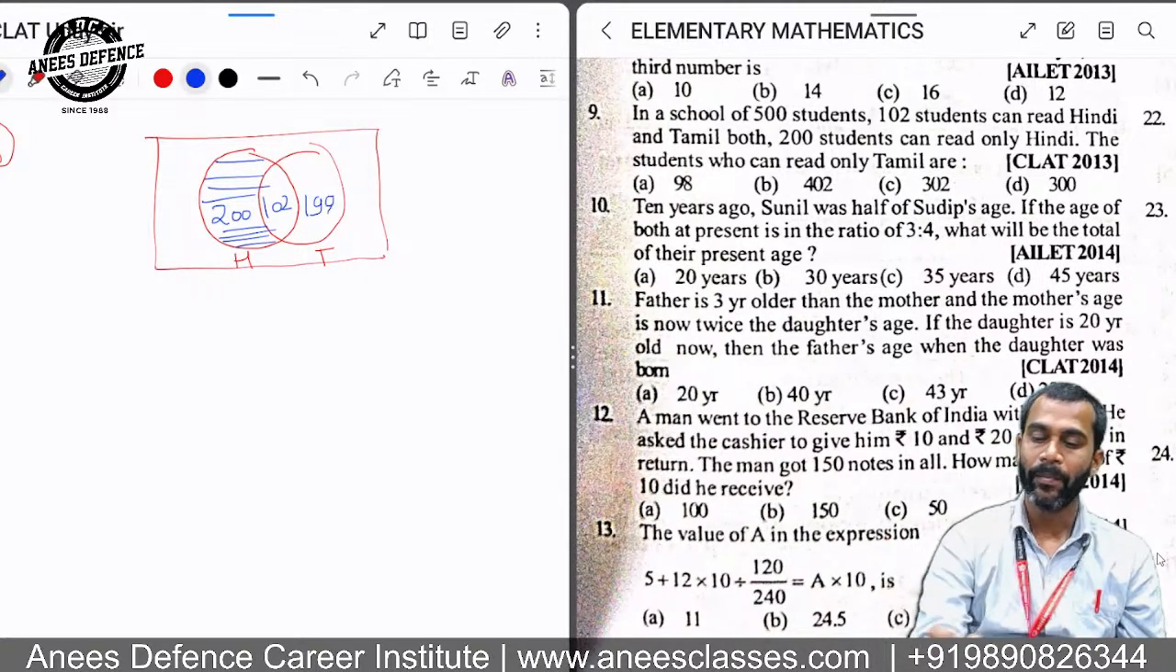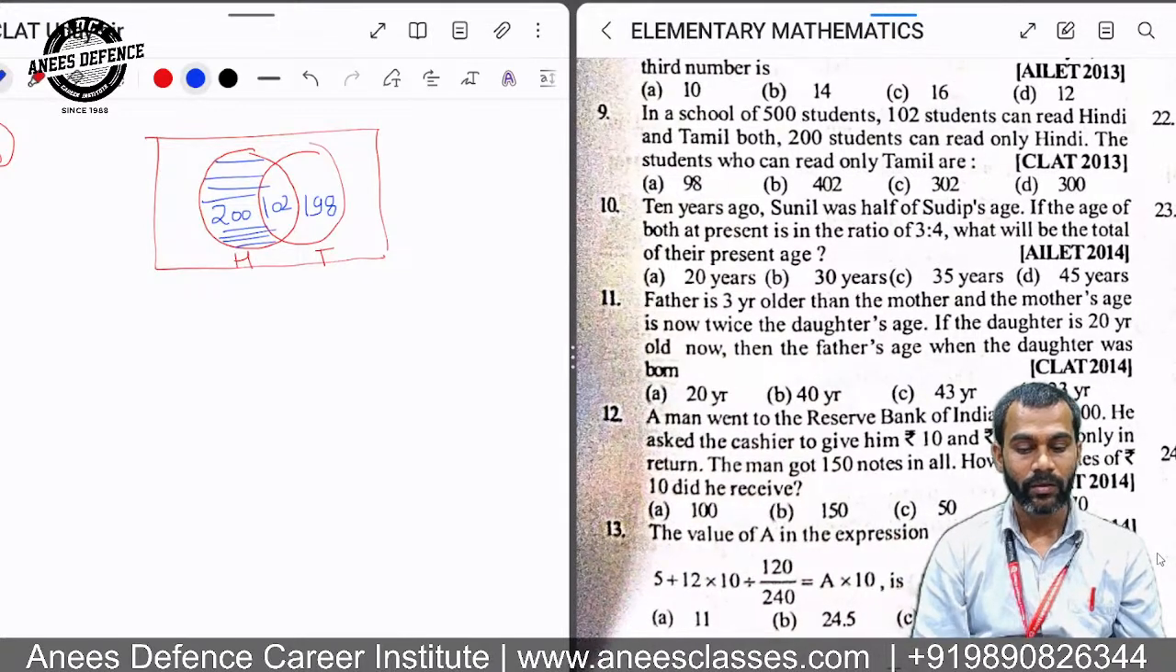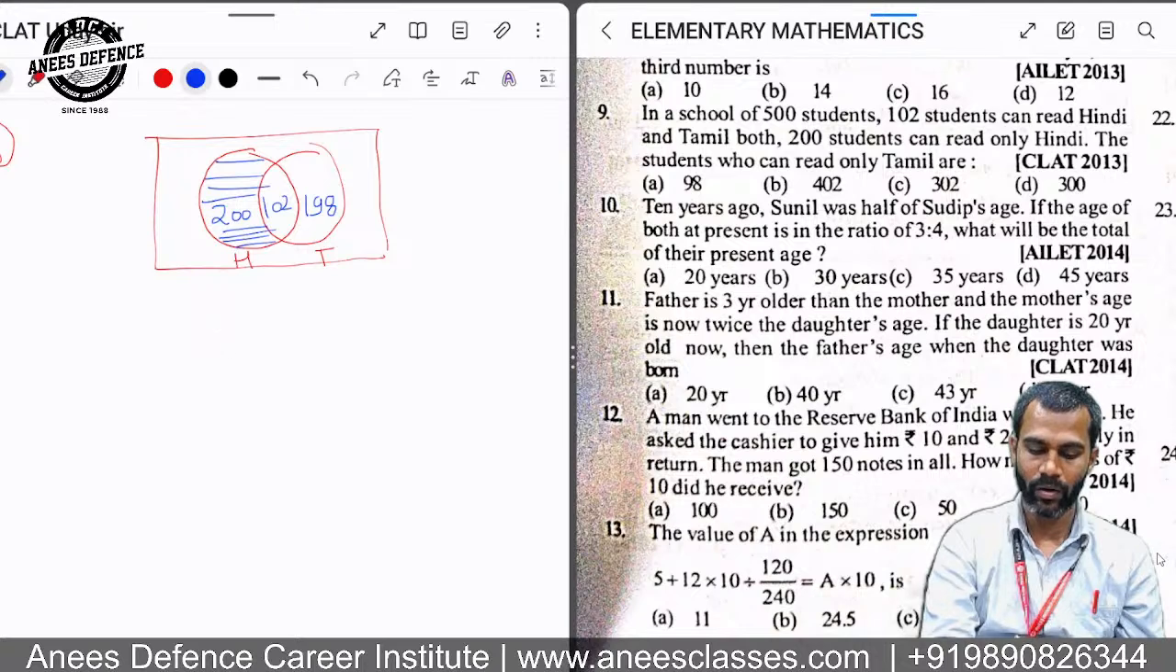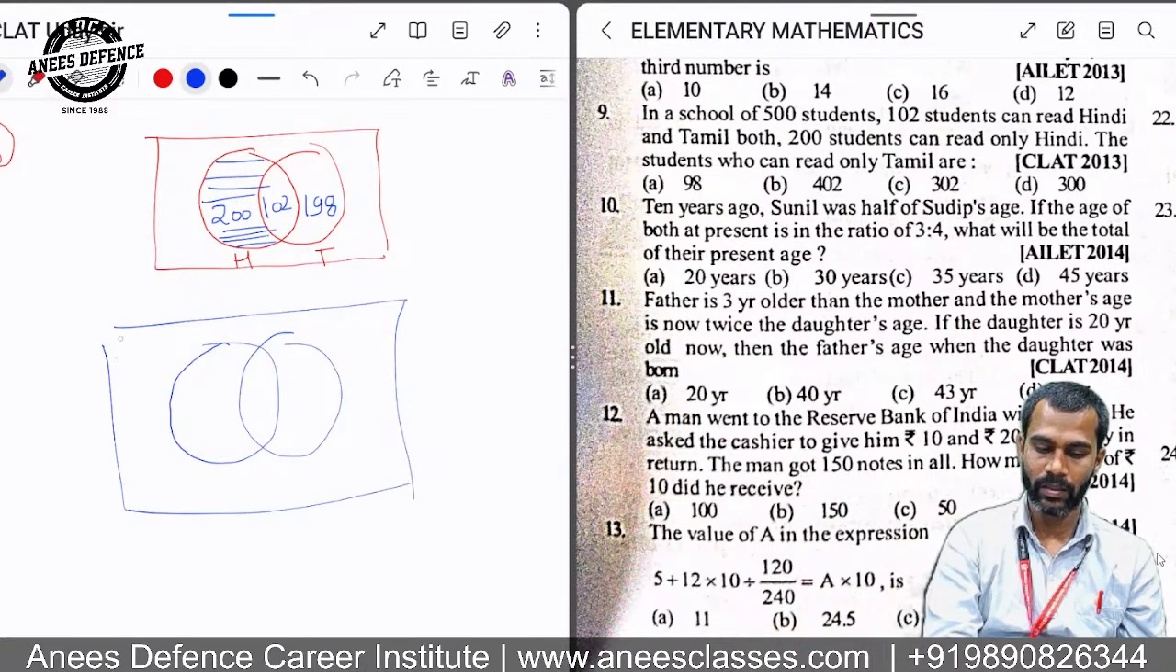Otherwise, suppose only is not there, then 402 will come. See, if only is not there, then how can we solve it? 200 minus 102, this is H, this is T, then this is 102, and here 98. Yes or no? Now, the total is 500.